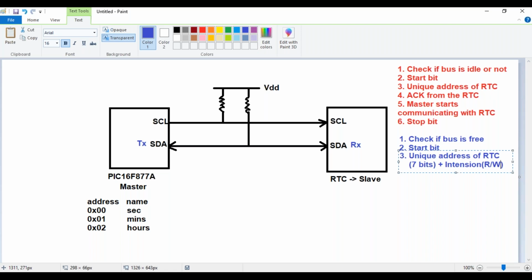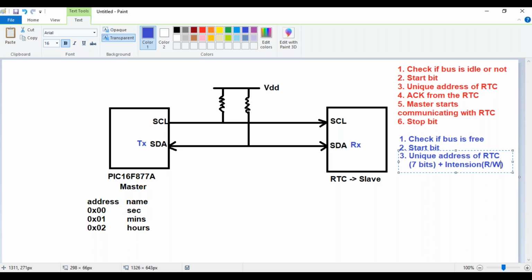Now, when the RTC receives that unique address and the intention, first it identifies that the unique address it has received is its own, and after that, looking at the LSB bit, it will analyze whether the master is coming for the purpose of reading or for the purpose of writing. One bit is dedicated for the intention when you are transmitting the unique address.